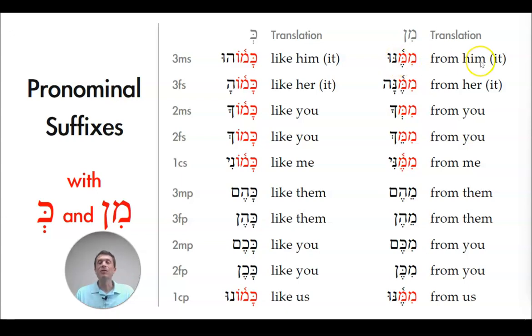So mimenu means from him or it. Mimena, from her or it. Mimecha, from you. Mimech, from you. Mimeni, from me. And you can see as you go through it. Now, the first common plural form, from us, actually looks the same as the third masculine singular form. So context is going to have to be helpful there.